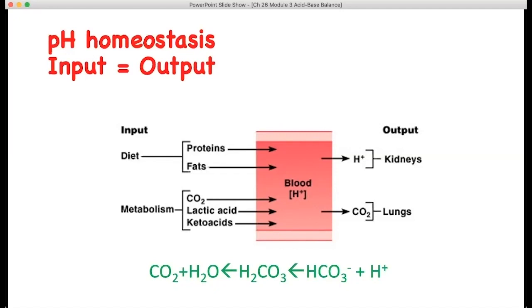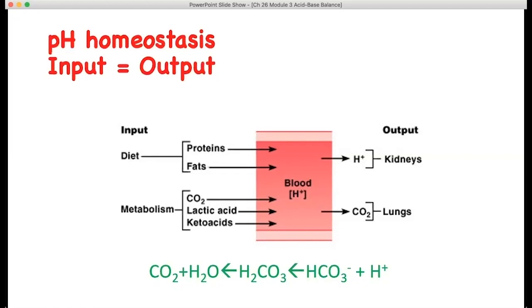But we also can regulate blood pH through our ventilation by expiring carbon dioxide. We studied this earlier this semester. The lungs are involved in short-term regulation of pH, whereas the kidneys are involved in long-term regulation of pH.